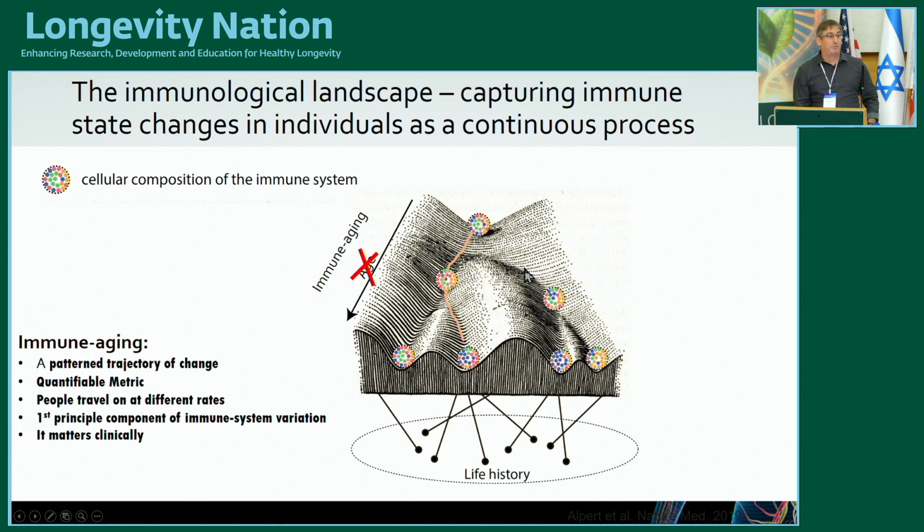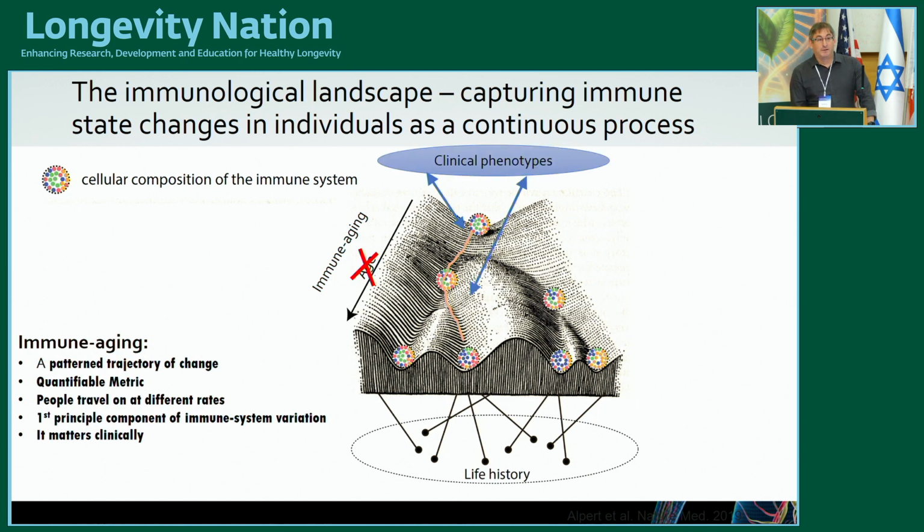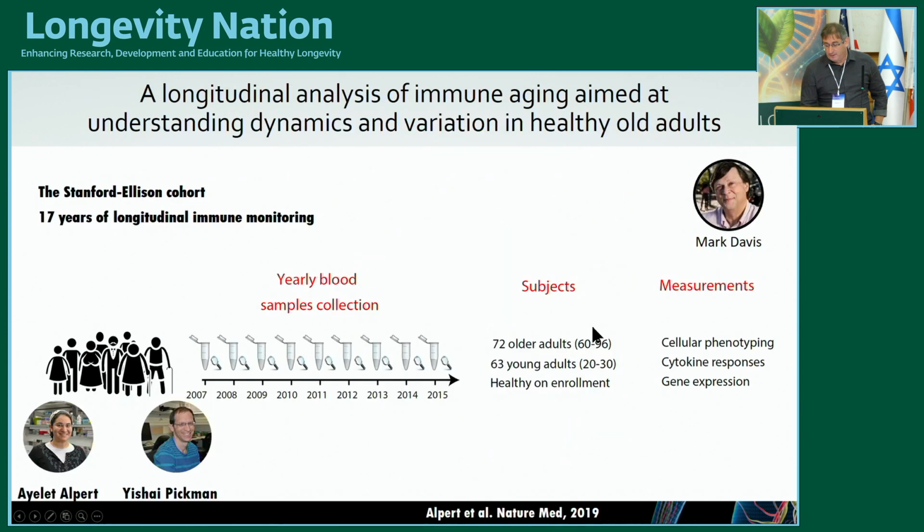This is actually what I would call the first principal component of immune system variation in humans, where basically this is the biggest difference that we would see among healthy individuals, and it matters clinically. So if you think about clinical medicine and its relationship to the immune system, which I would say is quite critical, your clinical phenotype sits above the immune system, the immune system plays a role, and where your state is on the system is ultimately going to matter.